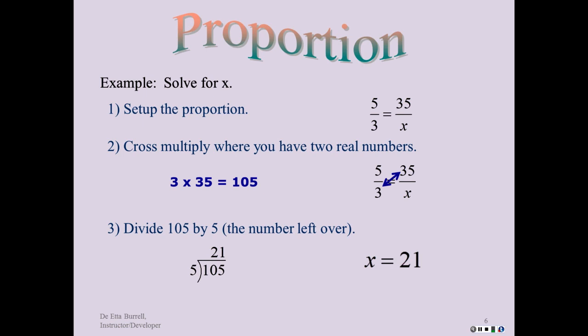Now, one other nice thing about this strategy is you know how to test a proportion to see if it's true. So if you plug in 105 where the x is in the original setup, and you get 105 and then 105, because those cross products are equal, you know that your answer is right. You have a true proportion. You can check your own answer. You don't have to go, Miss D, am I right? You can check it for yourself by doing the cross products. I love it.